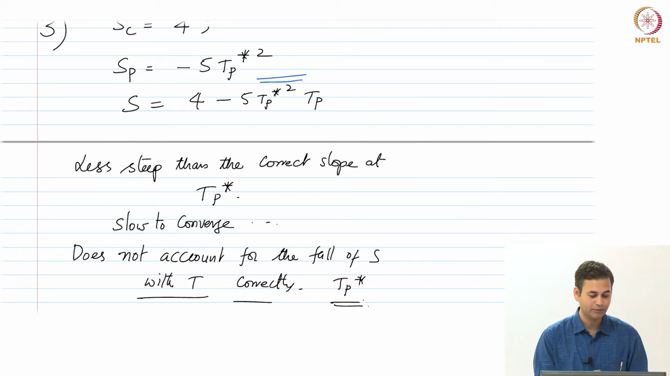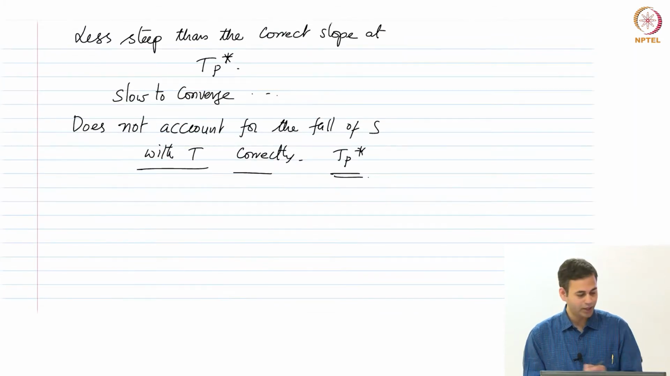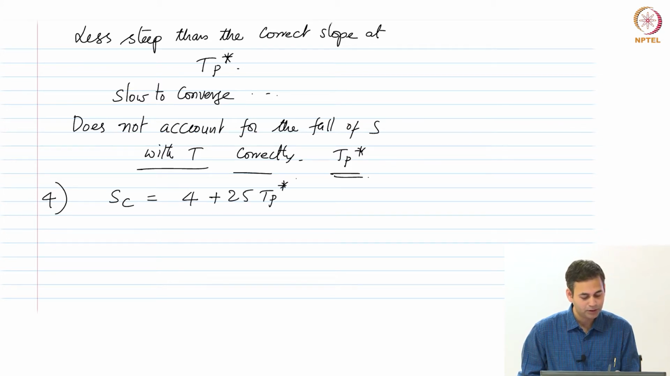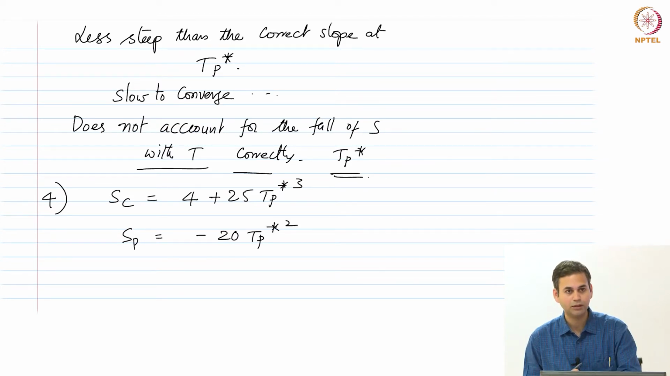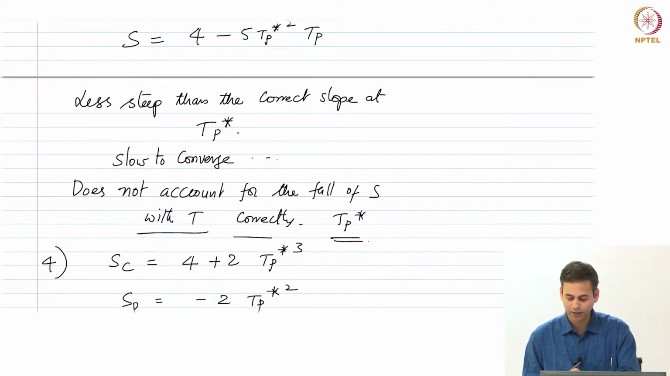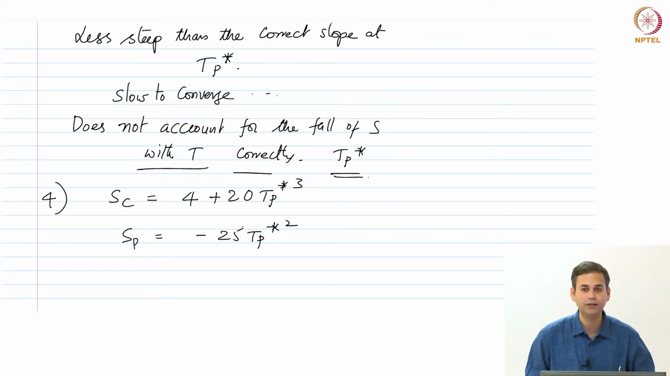Fine. So we can of course have another model where SC could be 4 plus 25 Tp star cube, and SP would be minus 20, or it should be the other way around, minus 20 Tp star square. Would this work? Or should 20 and 25 be exchanged? Let us see. How much was the value I had? Plus 10 and minus 15. So I would make it plus 20 and minus 25, right? That would be fine. I can come up with an infinite number of ways, right?